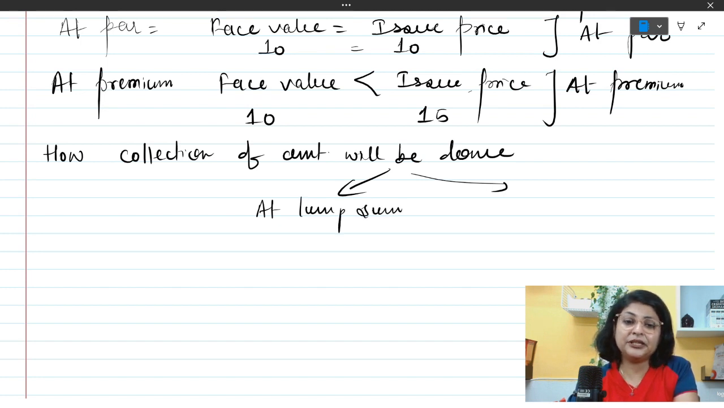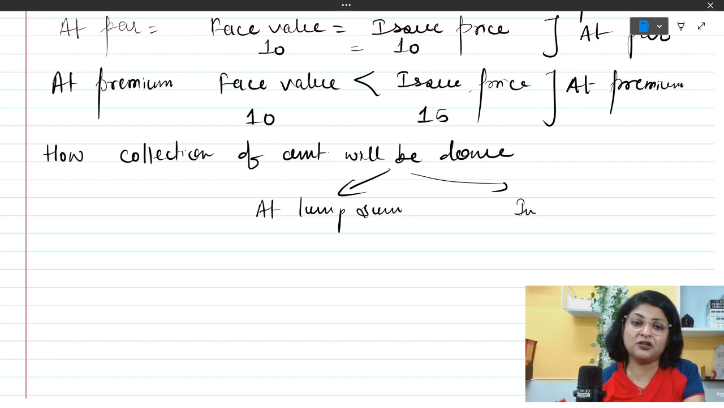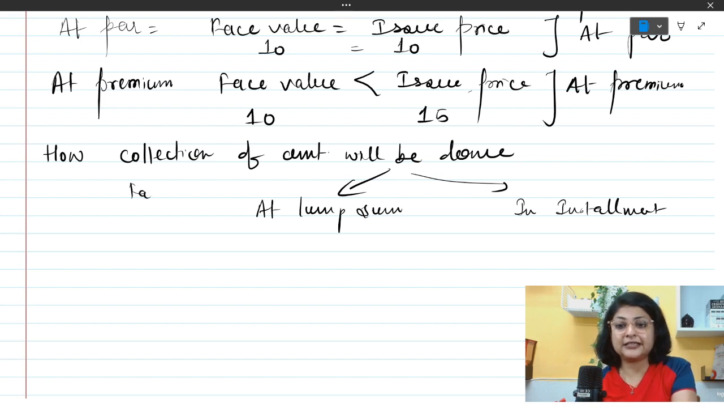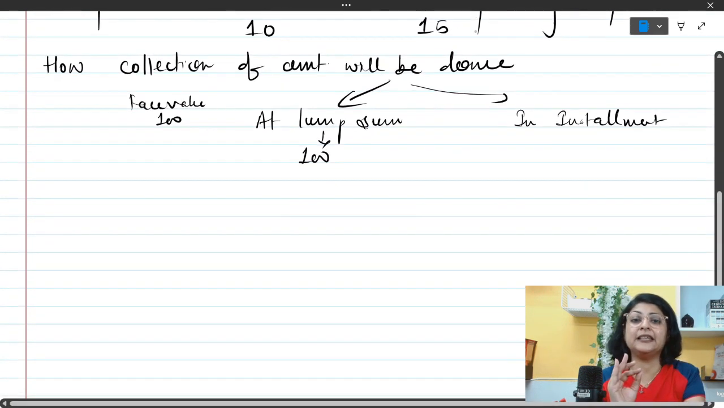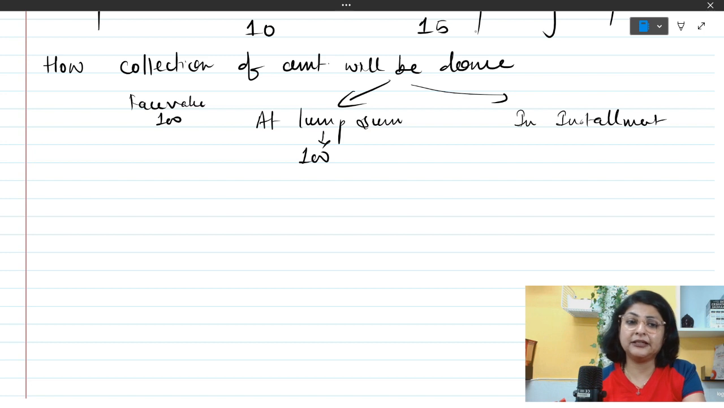And company can do it in installments also. Means if a share is, let's say, of rupees 100, this is the face value. Face value is rupees 100. The entire 100 rupees will be collected here. This is called issue of shares in lump sum. Means collection of entire money will be done along with the application, but it can be under installments also.